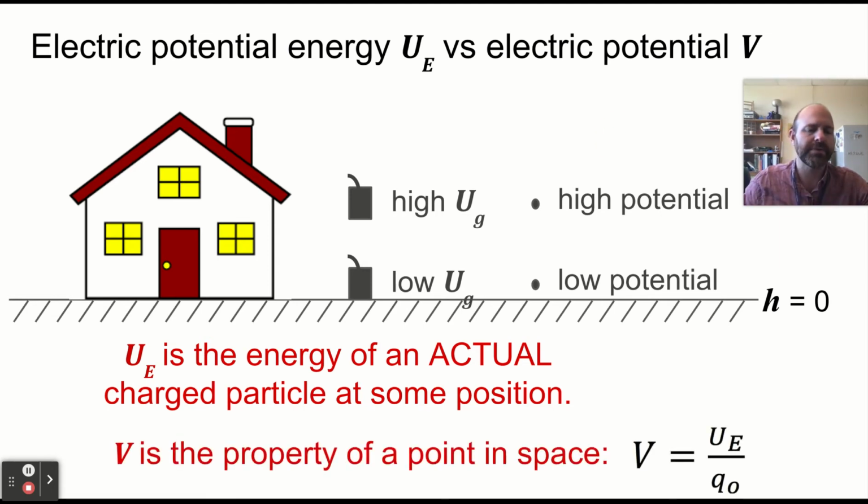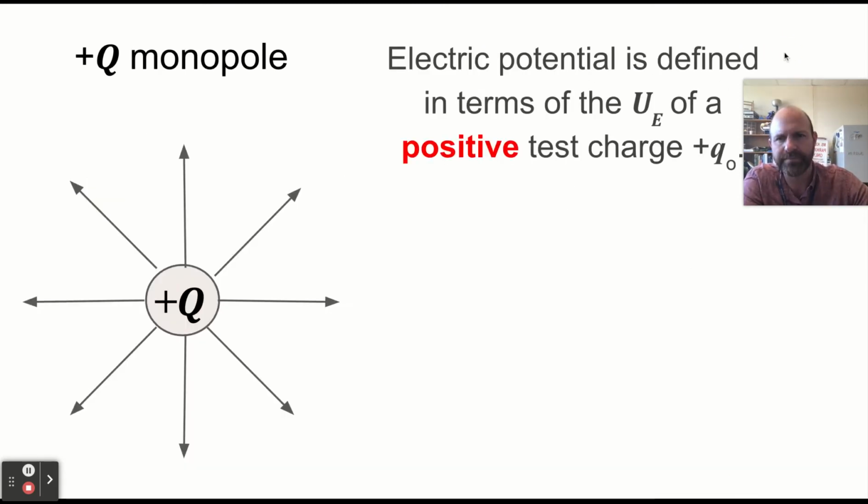And so the relationship between potential and potential energy is potential energy divided by the test charge. This should look a little bit familiar because this is also how we define field in relationship to force. We divided out the test charge and said, well, this is the property of that point in space, right?